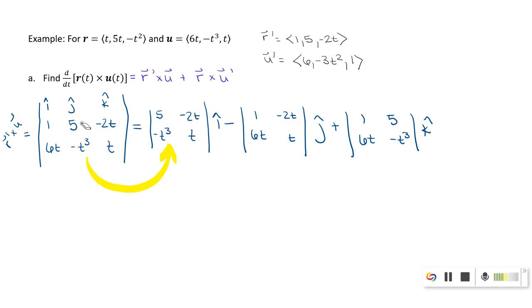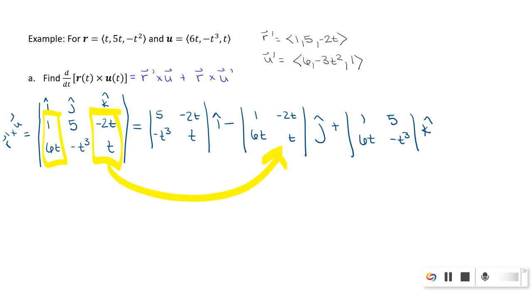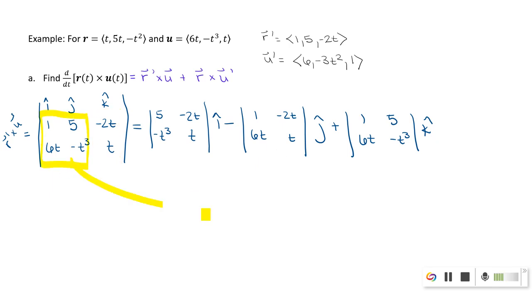And then I cover up the column with the j, take the remaining expressions, and put them into a determinant for the j component, making sure that one is negative because the signs always alternate. And then finally, cover up the k, put the remaining expressions in the determinant with the k hat, and that one is positive because the signs are always positive, negative, positive.